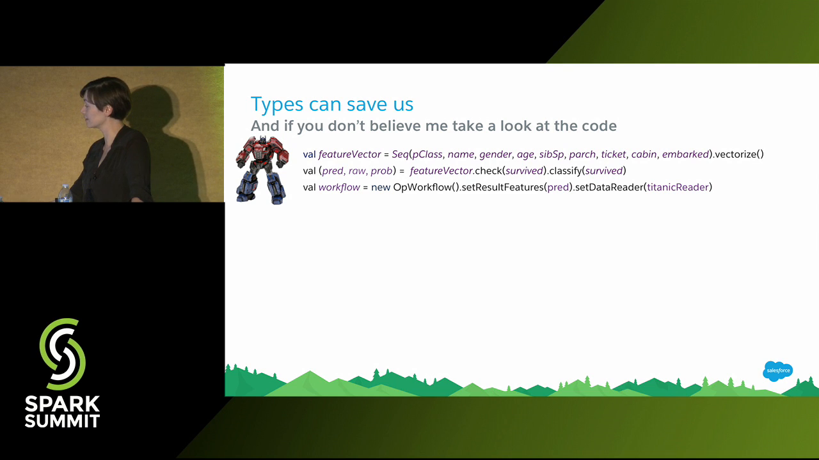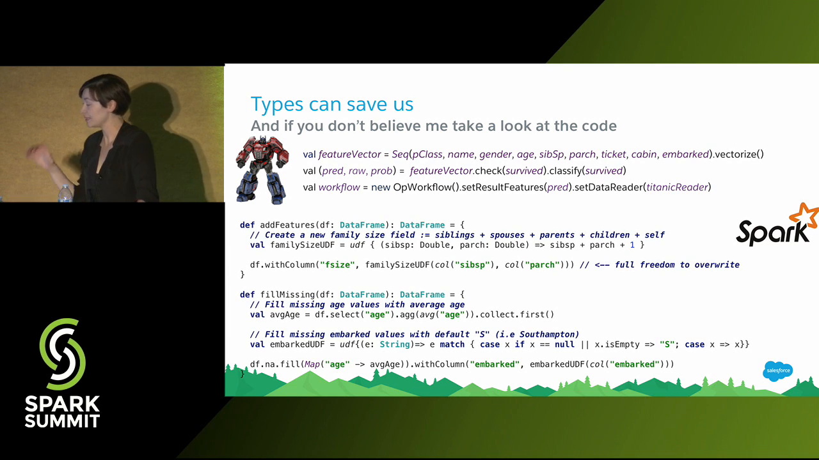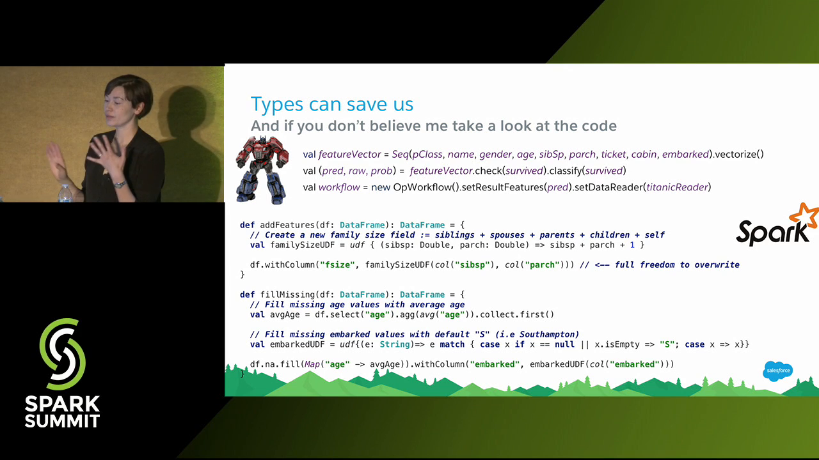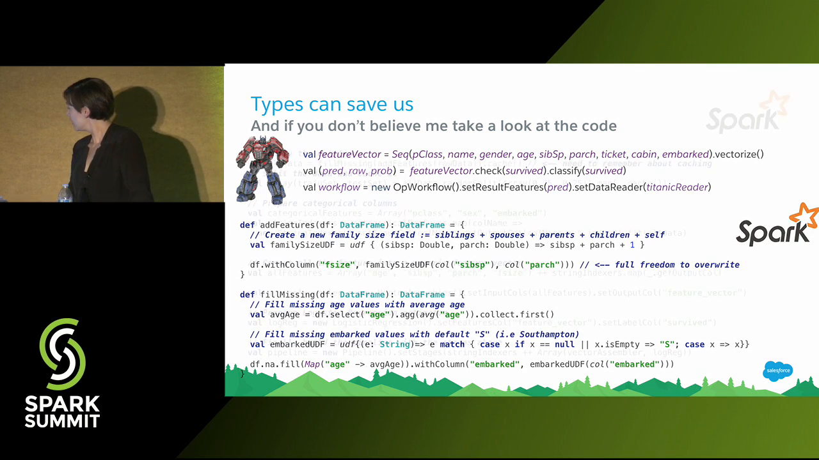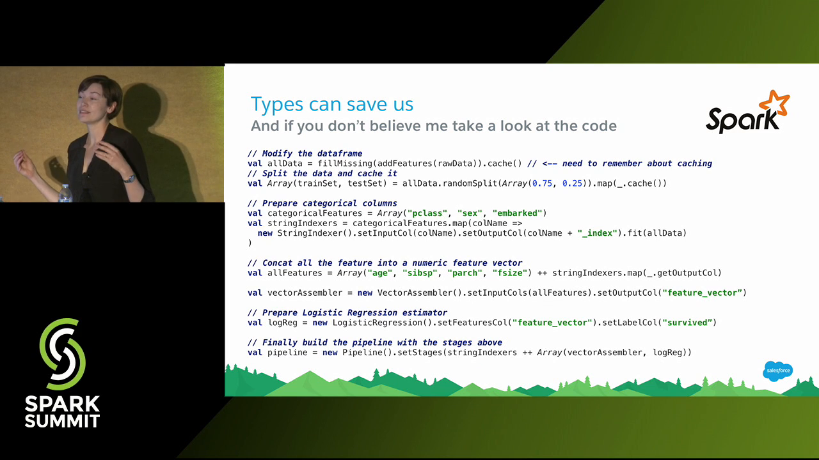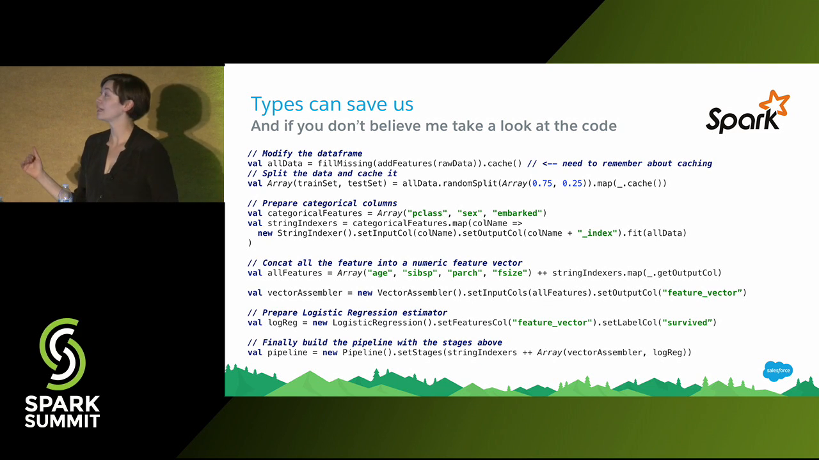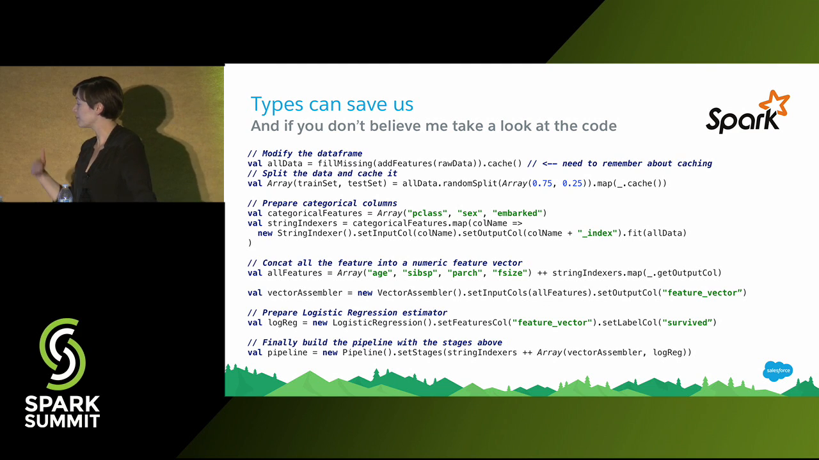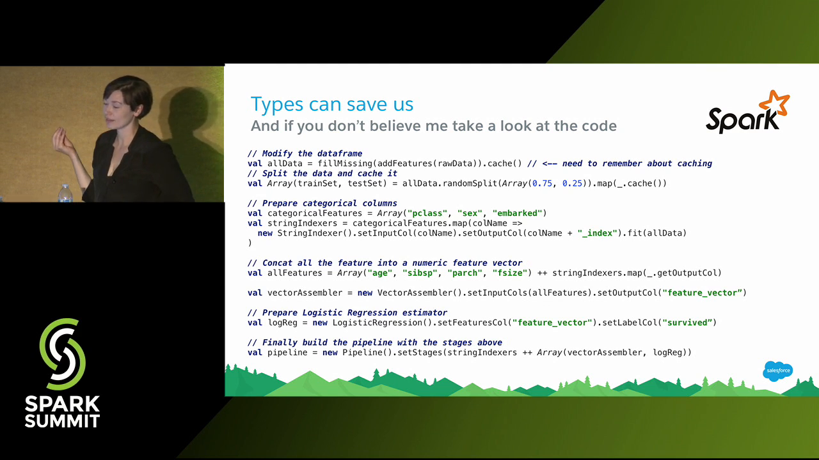In order to do something like this for Spark, you would first need to specify different functions in order to do the data processing. So some of these are not standard Spark functions. You would then need to modify the data frame, so split it into test and training. You would need to prepare your categorical features. You would need to add all of your features together, put them together with a vector combiner.